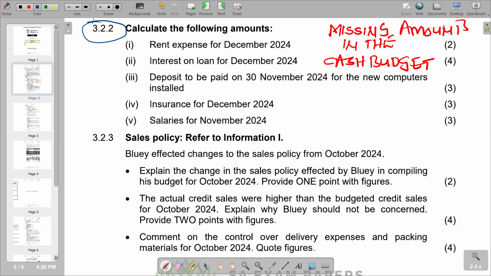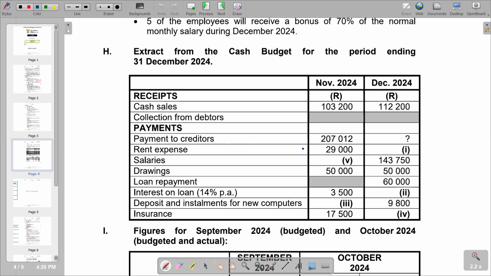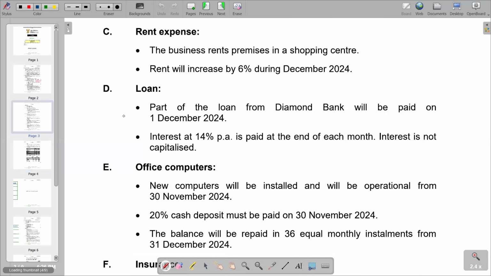So we go to the information given in the cash budget. You see that we have got rent expense here, and we're given rent expense for November 2024, and the rent expense that we need to calculate is for December 2024. So I will refer back to the information given in terms of explanation that we have on the rent. The business rents premises in a shopping center. Rent will increase by 6% during December 2024. So obviously, we are going to calculate within the context of the increase of 6%.